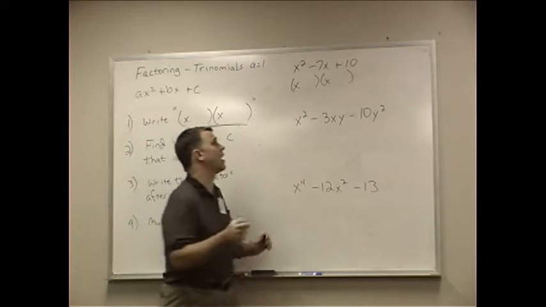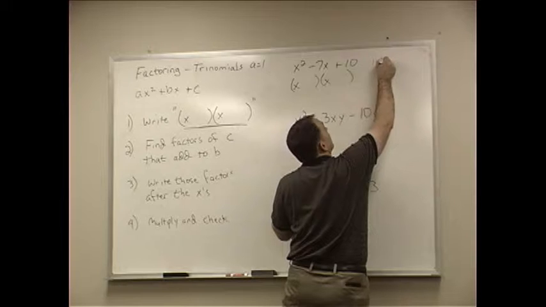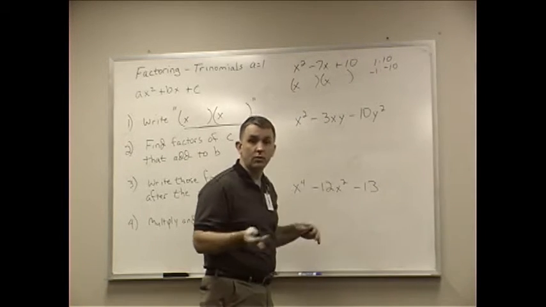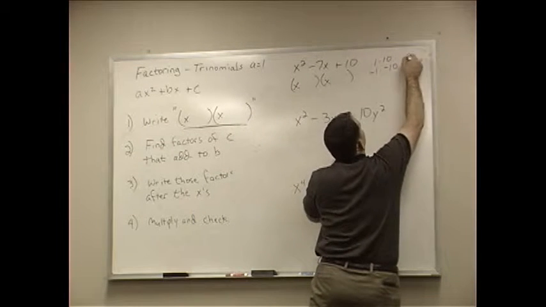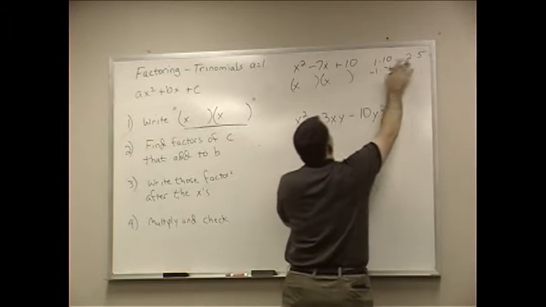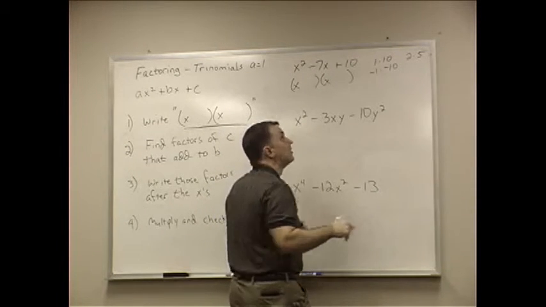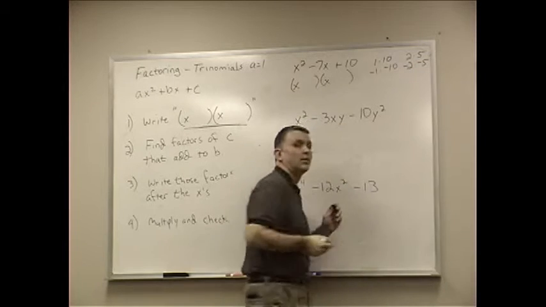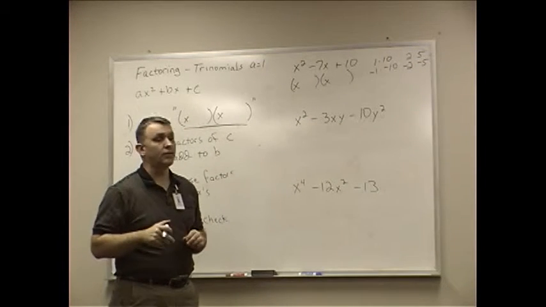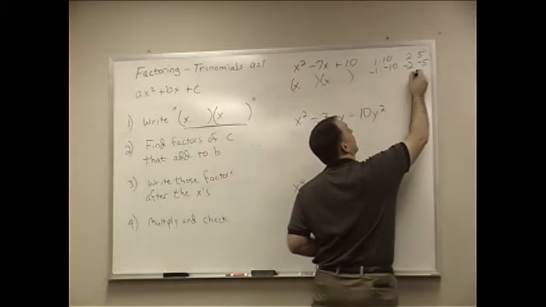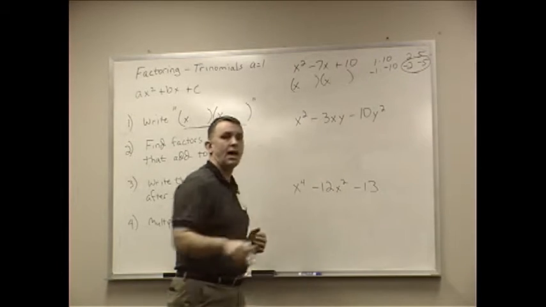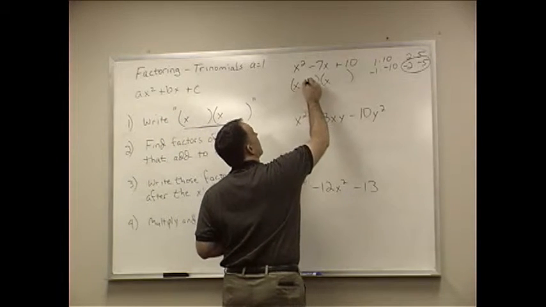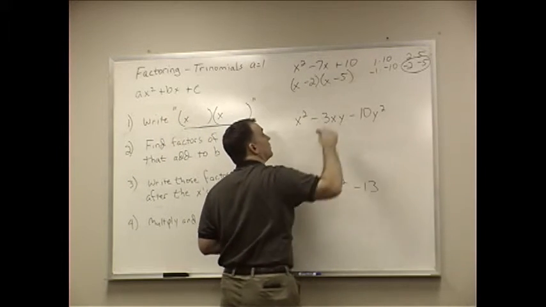So if I start writing down factors, 1 times 10, negative 1 times negative 10, those don't work. And let's see, 2 times 5, well that at least adds up to be 7, but it doesn't add up to be negative 7. It's negative 2 times negative 5. So that's the pair right there. When you multiply them, you get positive 10, and when you add them, you get negative 7. So I'm going to write minus 2 minus 5.